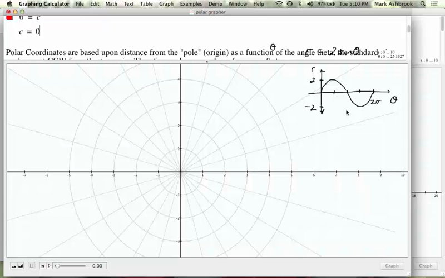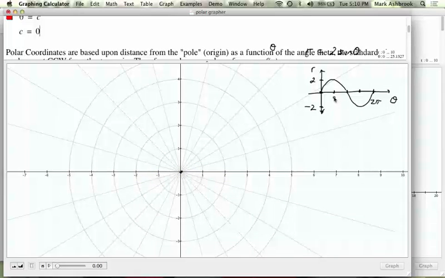So here's what we do. When theta equals 0, in which direction do we go? Directly to the right. When theta is 0, what is r, according to our graph here? 0. So what point is that? Well, that's the pole. Whenever r is 0, you're at the pole, no matter what your angle is. So we're going to start at the pole.